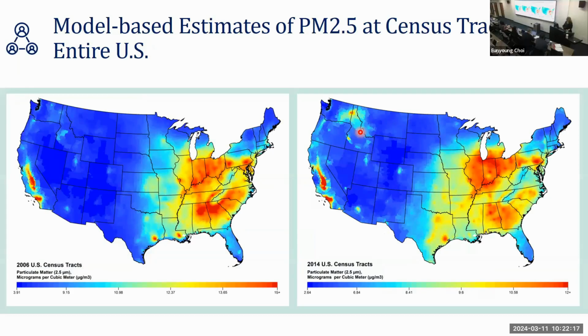We also, so this is a map. I guess these are census tracts. So this is showing PM 2.5 in 2006 and 2014. I always show this to people just to point out that the scale actually changed. So it went from a low of 3.91 to a high of 15 or more in 2006. And then by 2014, the low had gone down to 2.6 and the high was topping off at 12.